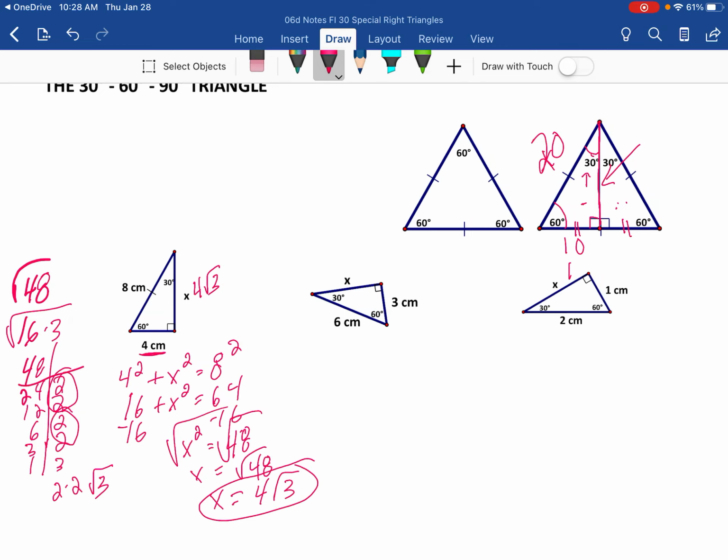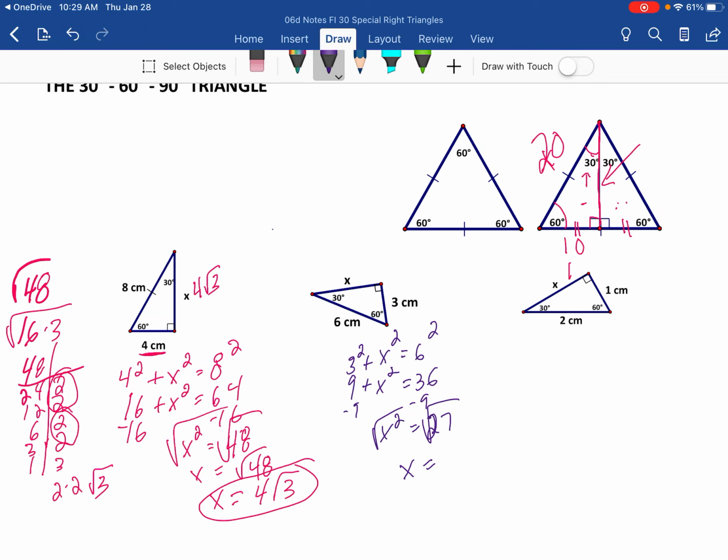My next one, I do the same thing. Let's do Pythagorean theorem just to figure out what that third side is. So this is going to be 3 squared plus x squared is equal to 6 squared. 9 plus x squared is equal to 36. I subtract 9. X squared is equal to 27. There we go. I take the square root of each side.